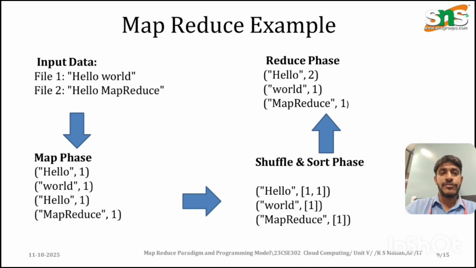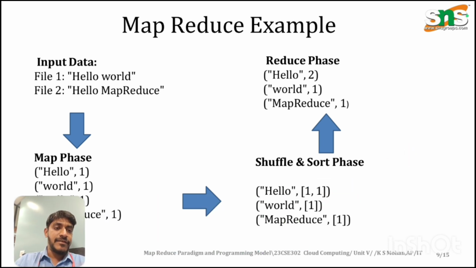For example, we type "hello world" as input data, then "hello MapReduce". The map phase gives hello as 1, world as 1, hello as 1, MapReduce as 1. In the shuffle and sort phase, hello is grouped as 1, 1, as the first key, and then the second key is MapReduce with 1. The shuffle and sort feeds the reduce phase: hello 2, world 1, MapReduce 1. This is the MapReduce example.